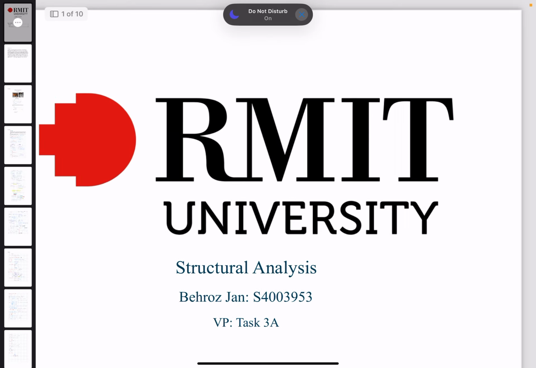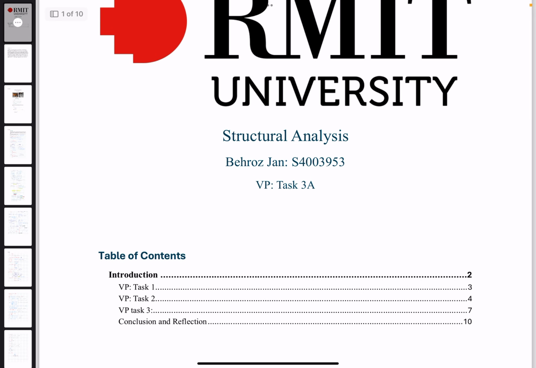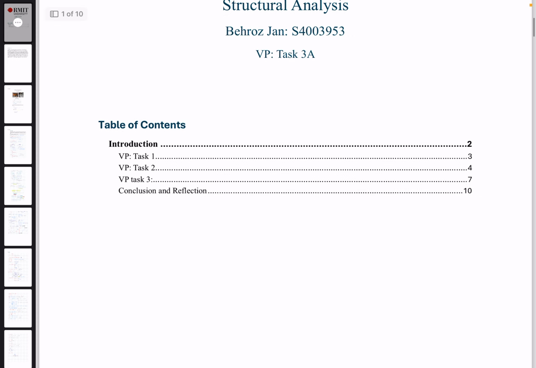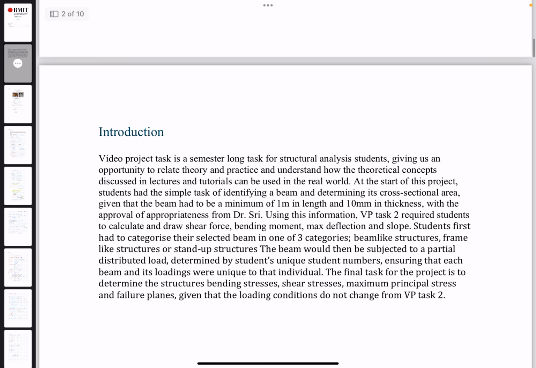Good afternoon. This is the presentation for student S400-3953 for VP Task 3A, structural analysis. We've got a table of contents. So, introduction. This basically outlines what the task has been throughout the semester for this course.